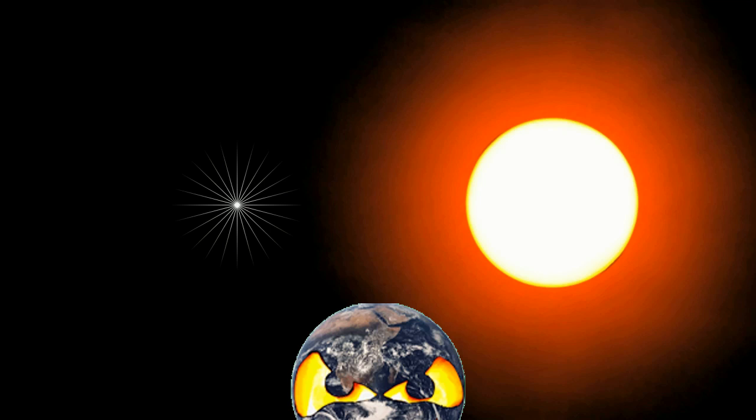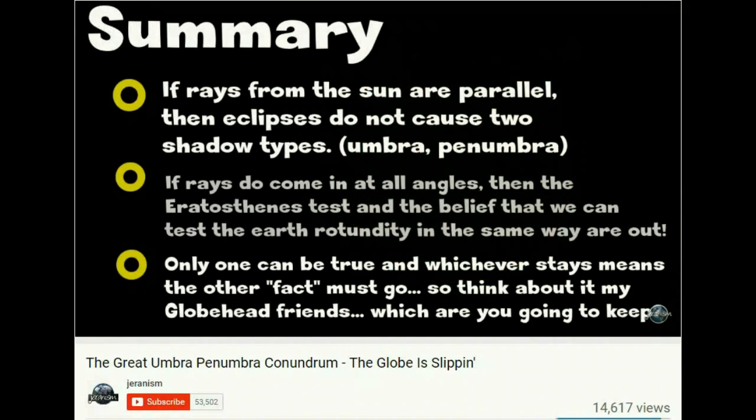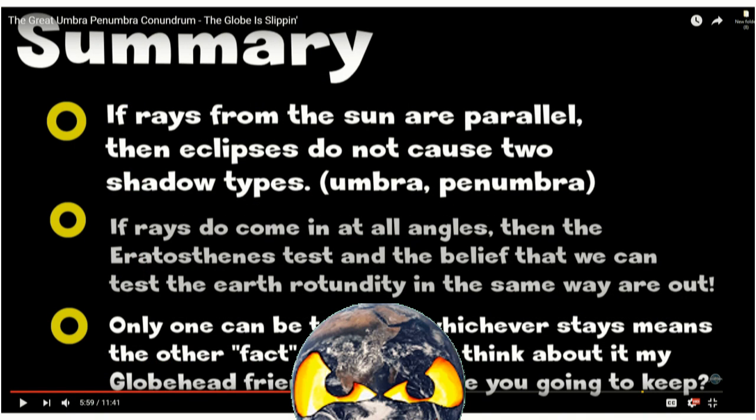It is a light-emitting object. So you'll see what they do when they need it to be parallel. They say that the sunlight is parallel. When they need to invoke an umbra and a penumbra, then and only then do they now say that the sun rays do come in at angles. And that applies to every shadow.